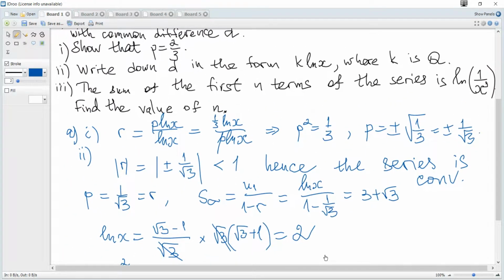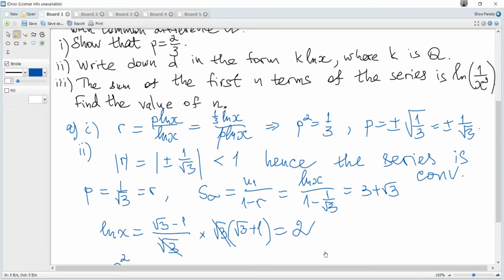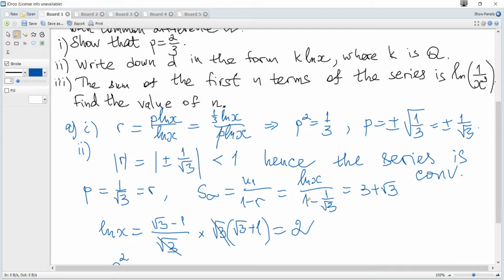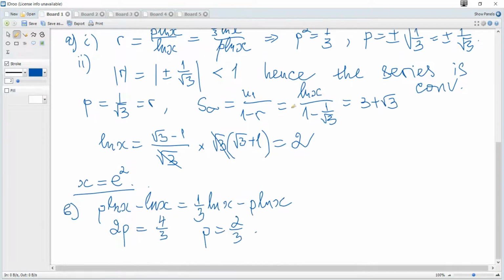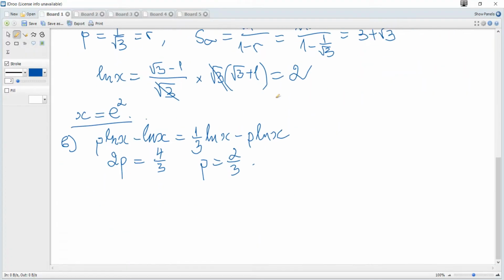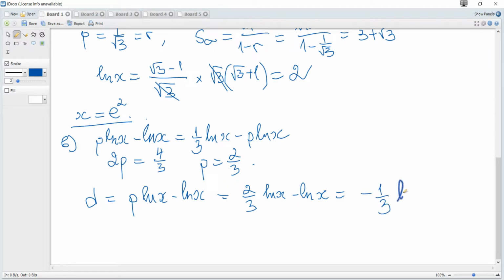Write down d in the form k ln x, where k is rational, so we need the common difference. It's any term minus the previous, because it's the common difference. So d is p ln x minus ln x, which is 2/3 ln x minus ln x, and we can factor out ln x, and it becomes 2/3 minus 1, which is minus 1/3 ln x.